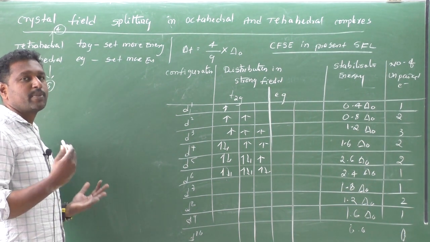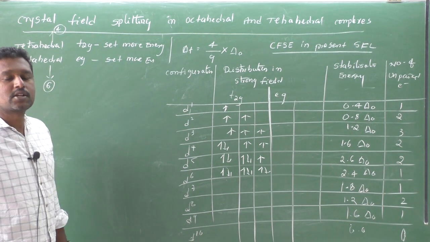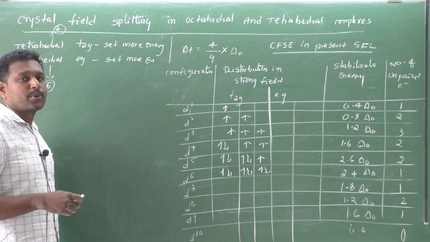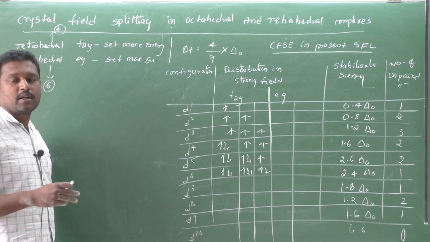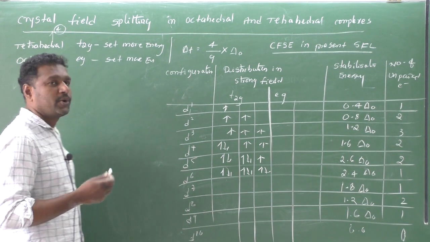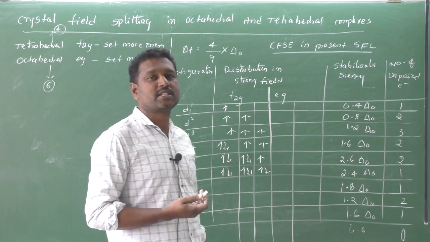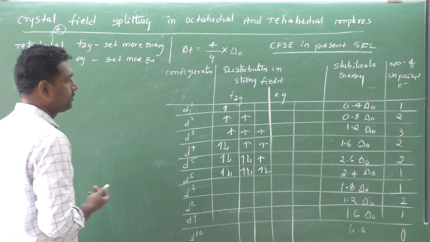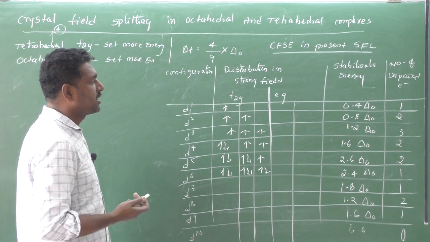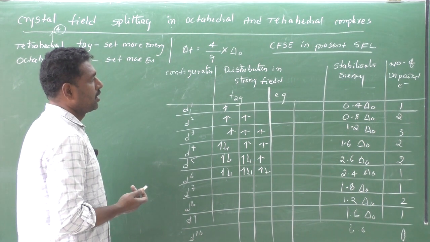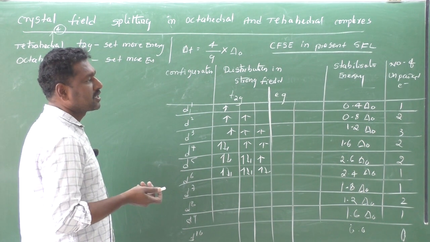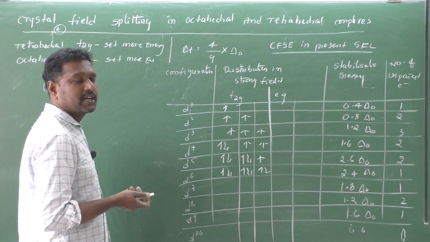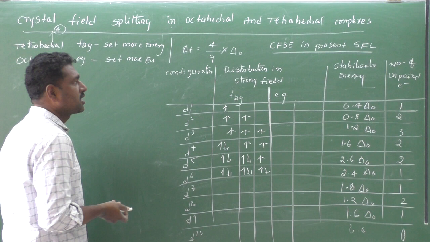This is called splitting of d orbitals. When the ligands approach the d subshell, the orbitals split into 2 sets: the T2g set and the Eg set. The Eg set means dx²-y² and dz², and the T2g set means dxy, dyz, dxz. Like that they are splitting.